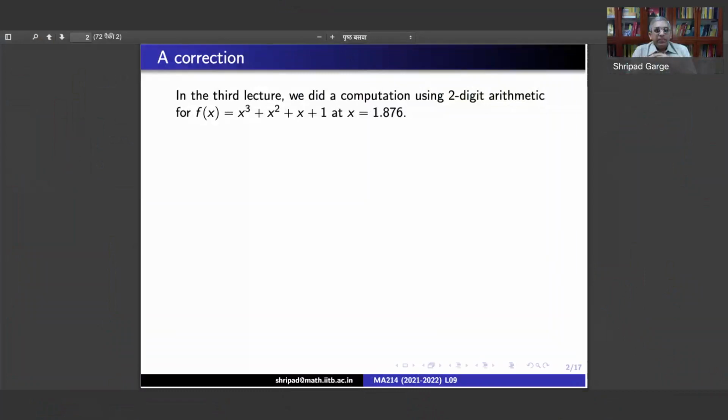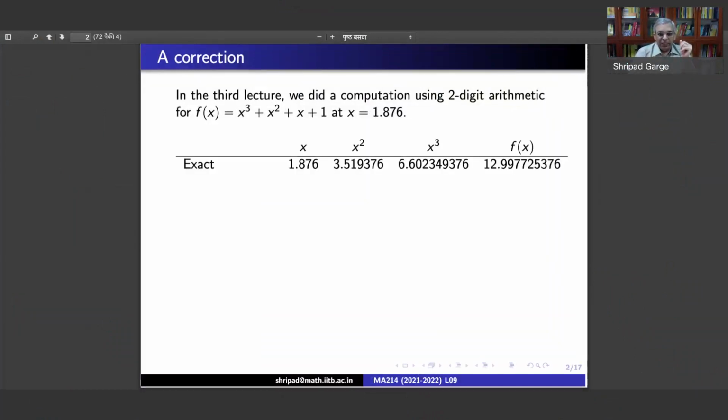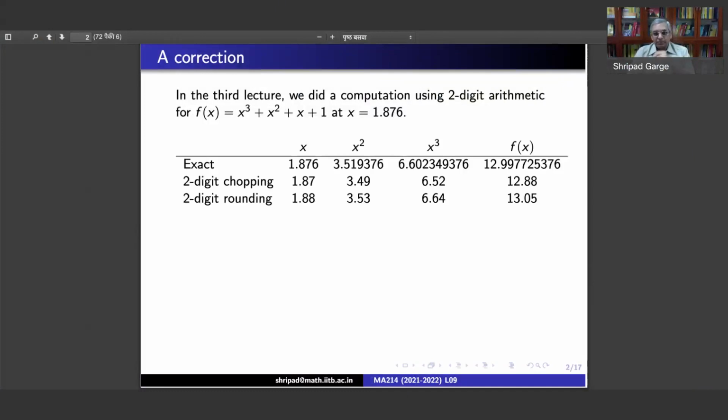If you remember, in the third lecture, we did an example of a computation using two-digit arithmetic. It was for this particular function, which is a polynomial, actually, x cube plus x square plus x plus 1. And I wanted it to be done at x equal to 1.876. I wanted it to be done using two-digit arithmetic, but what we actually did was this.